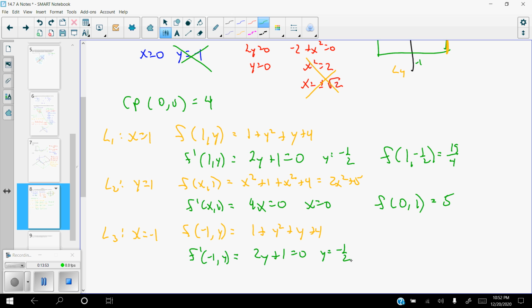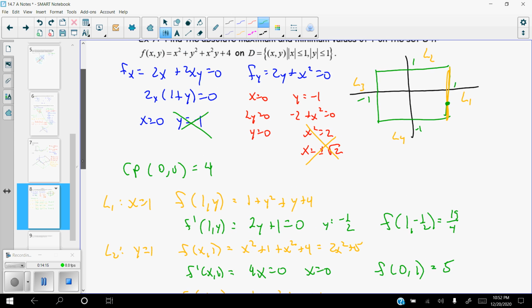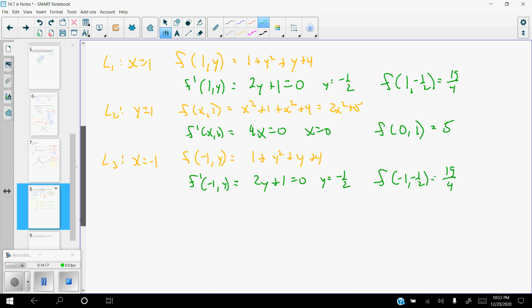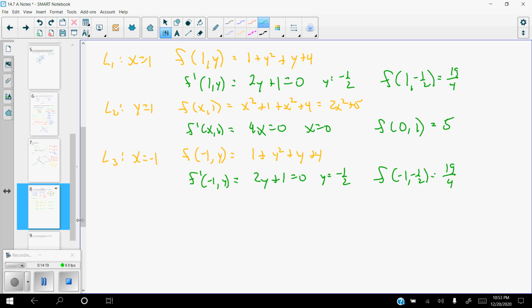We've already done that. We don't really have to do it again because we're going to get exactly the same thing that we did in L1. So we can just state that f of (negative 1, negative 1/2). Actually, we didn't do that. I apologize. It is, however, going to give you the same thing because the x's, I believe, are both squared. Yeah, the x's are both squared, so it actually ends up giving you exactly the same y value.